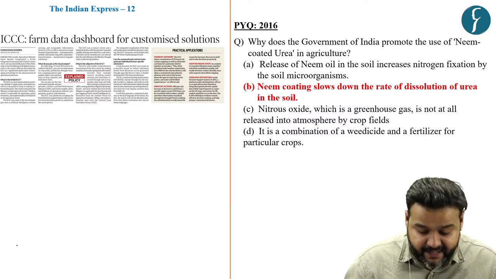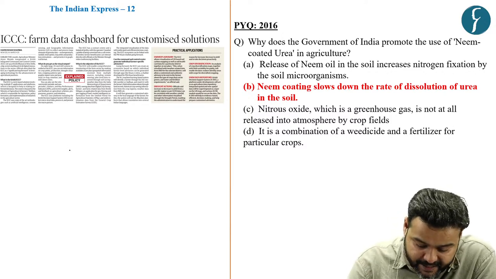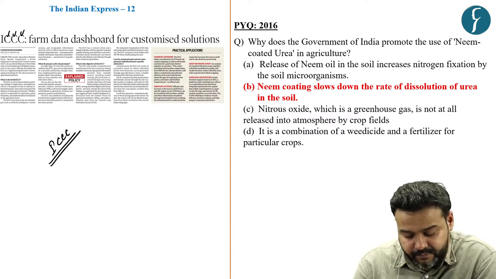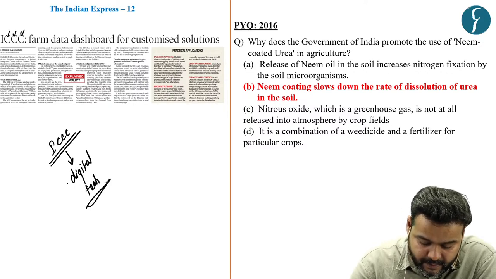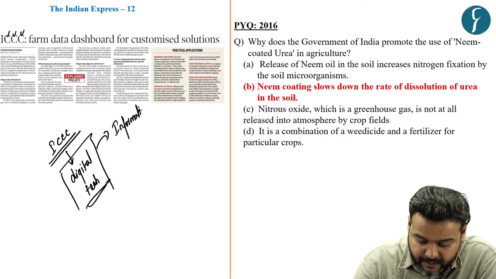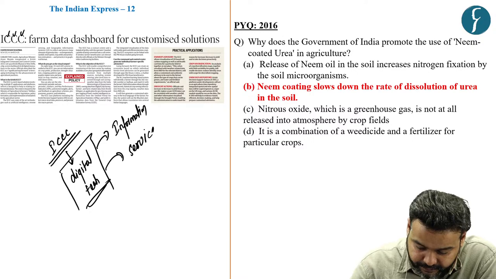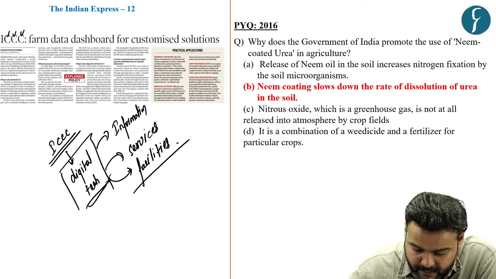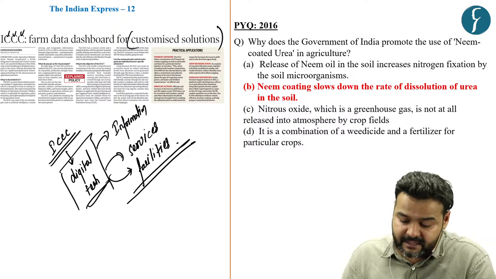Now the Ministry of Agriculture and Farmers Welfare has come up with a new dashboard, the Integrated Command and Control Center, that is ICCC, to use digital technology to give farmers information, services and facilities. Just as the news headline suggests, a customized solution.